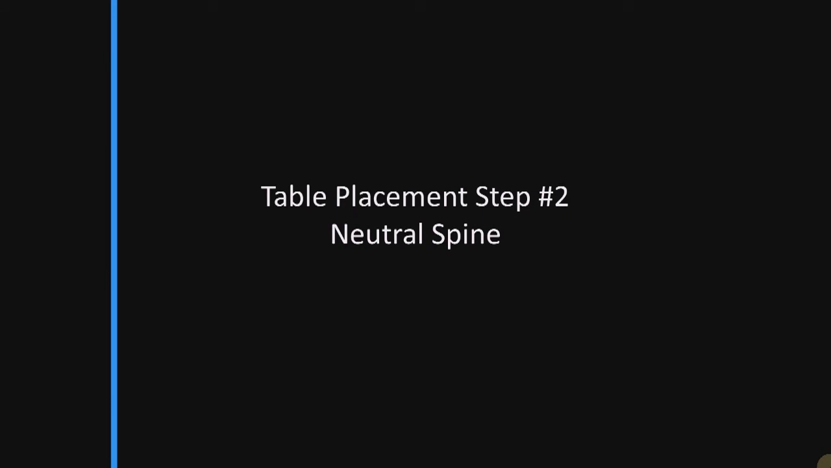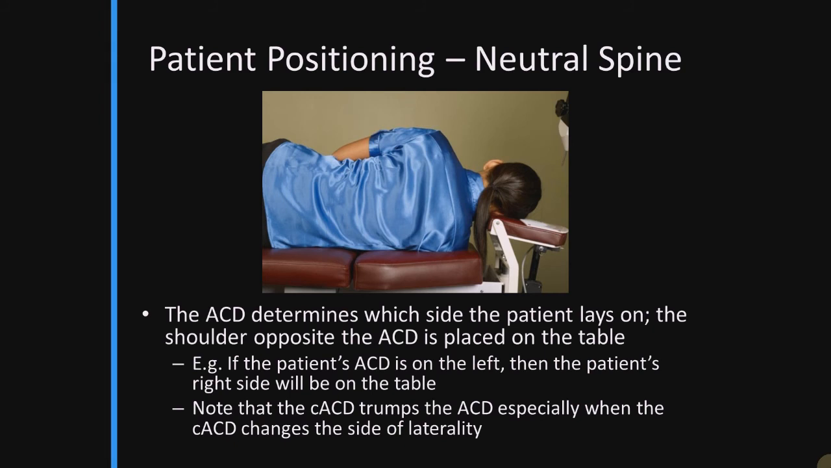Our second step is our neutral spine. The ACD determines which side the patient will be adjusted on. The shoulder opposite the ACD is placed on the table, and we will be adjusting them from the side of the ACD. If the patient's ACD is on the left, then the patient's right side will be placed on the table, left side up.